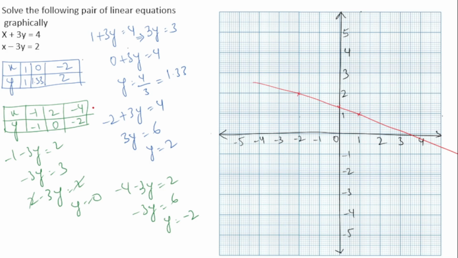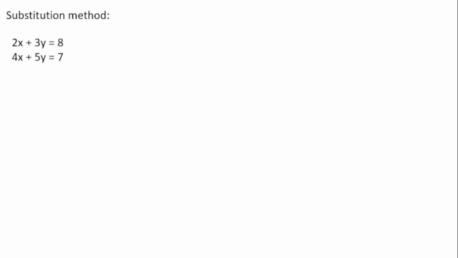And we will represent the second equation. X is minus 1, y is minus 1. This is the point. X is 2, y is 0. X is minus 4, y is minus 2. We will join these points. If you draw on a graph using a scale, it will be very accurate. Now we will move on to the next one.